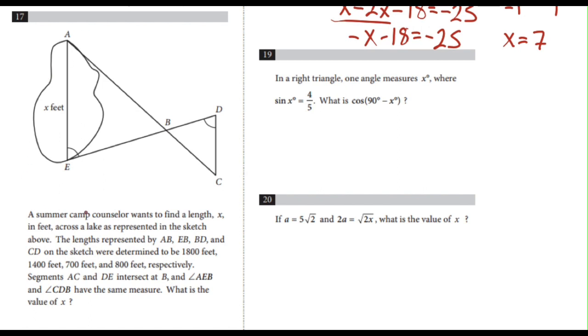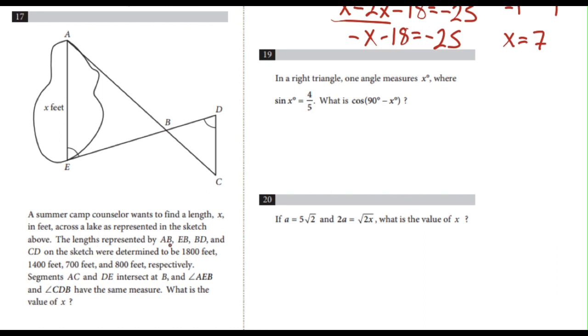Number 17. A summer camp counselor wants to find a length x in feet across the lake as represented in the sketch above. The lengths represented by AB, EB, BD, and CD on the sketch were determined to be 1,800 feet, 1,400 feet, 700 feet, and 800 feet respectively. Segment AC and DE intersect at B, and angle AEB and angle CDB have the same measure. What is the value of x?